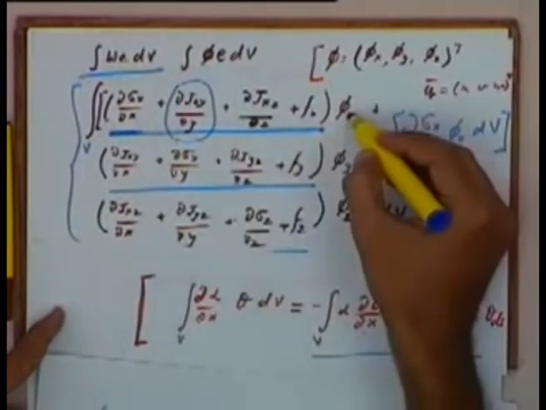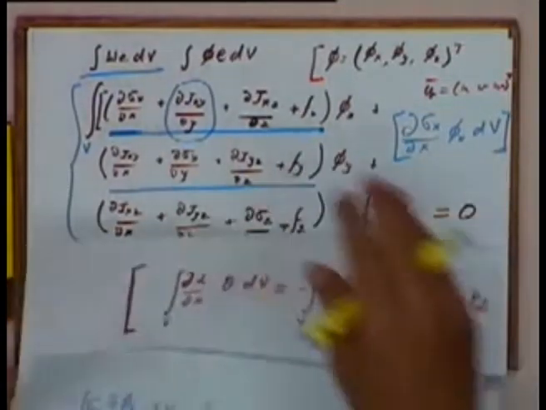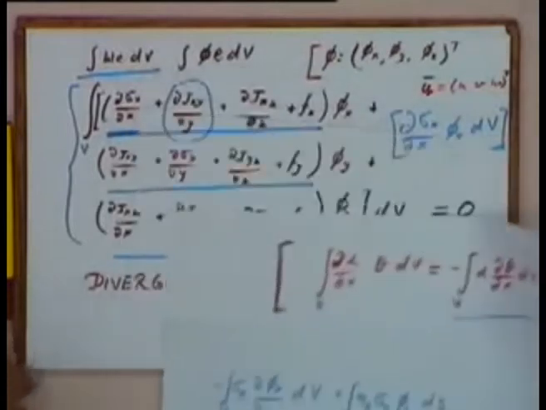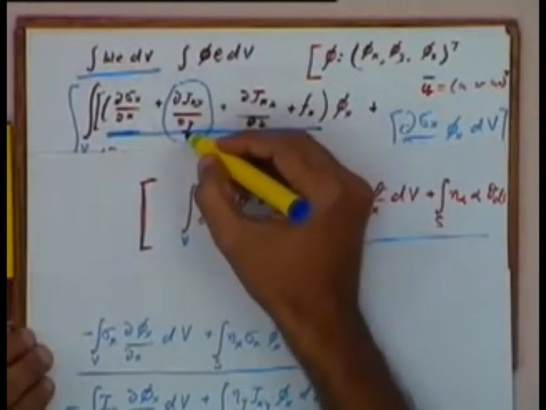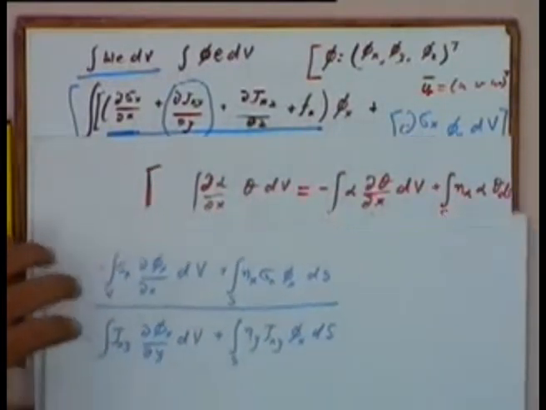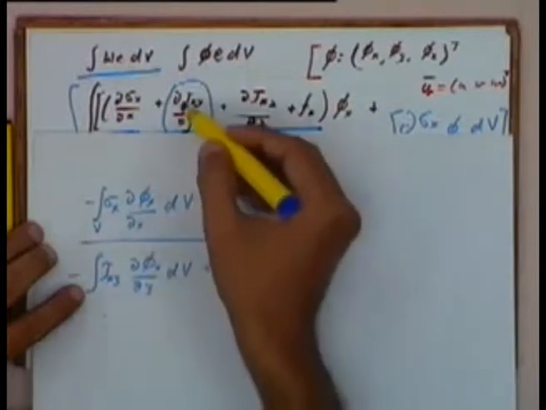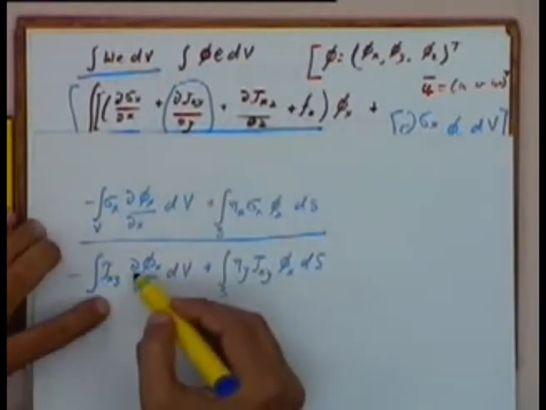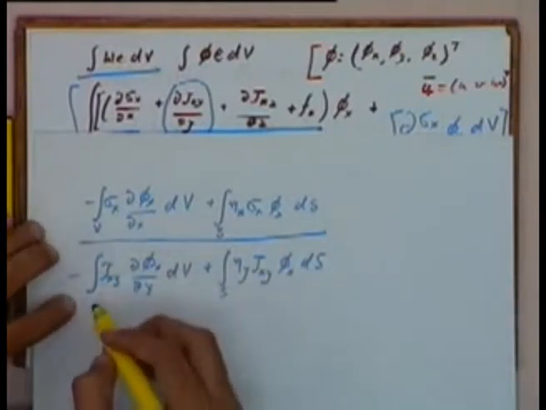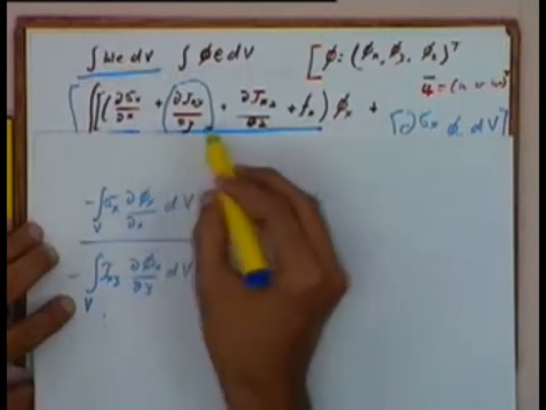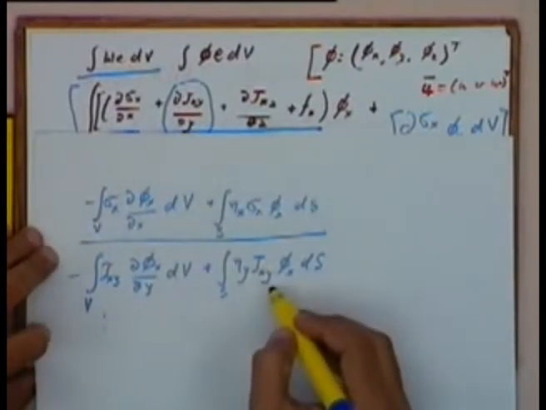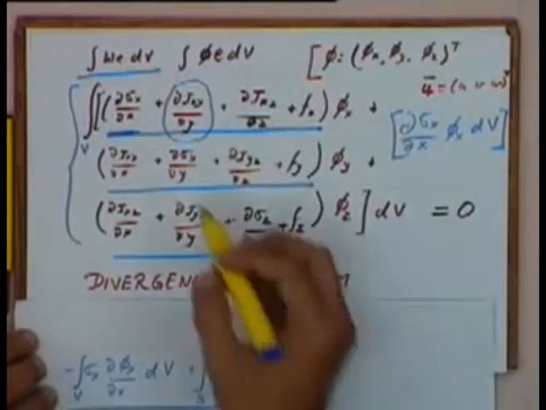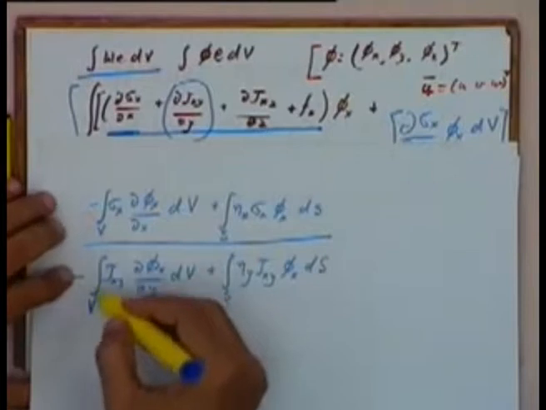Similarly the next term, del tau xy by del y multiplied by phi x multiplied by dv. The second term, del tau xy by del y, will simplify to an expression of this type. Tau xy will come here, tau xy into del phi x by del y, because here we have the derivative with respect to y, multiplied by dv and the volume integral of that. The second term that we will get will be ny tau xy phi x ds, again the surface integral of that. This way, for all these 3 into 3, that is 9 terms, we will be able to get 9 expressions of this type.